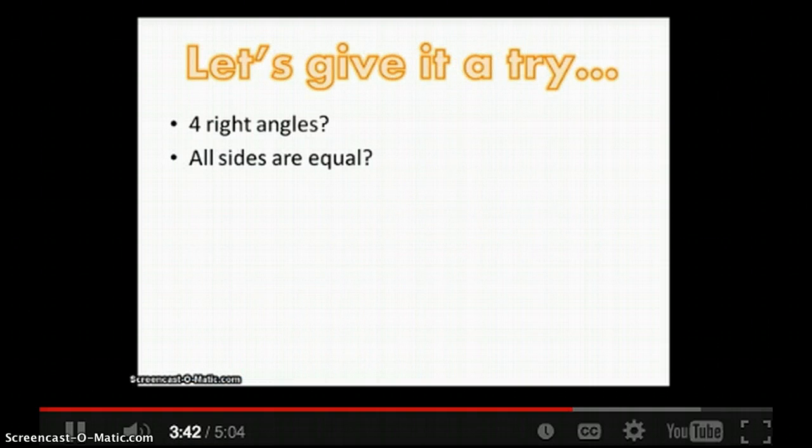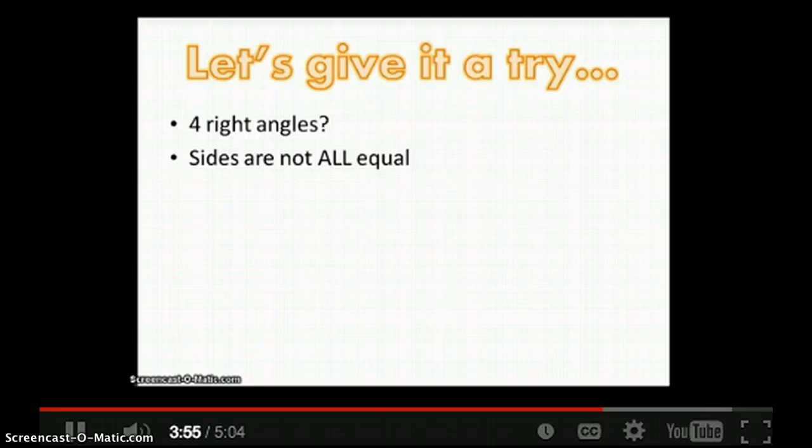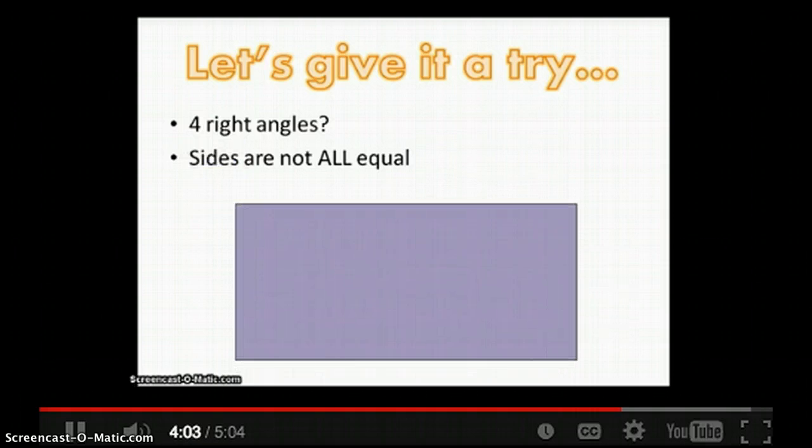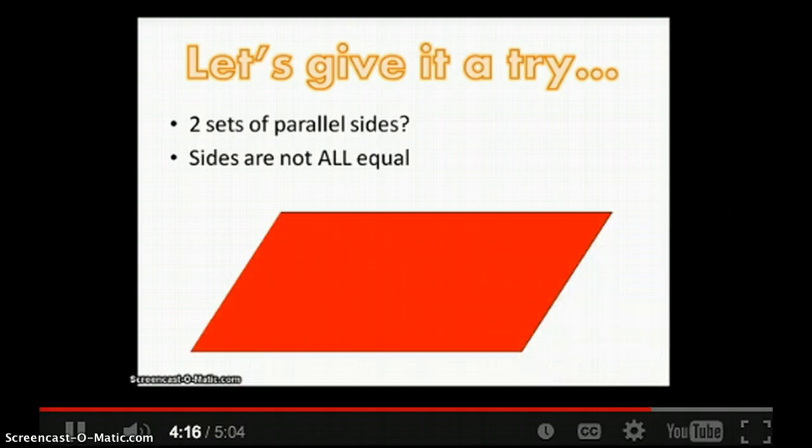So let's go ahead and give this a try now. What polygon that is a quadrilateral has four right angles and all the sides are equal? That's right, it's a square. Alright, so what if it has four right angles, but the sides are not all equal? And that would be a rectangle. Okay, so two sets of parallel sides, and the sides are all equal, but they're not all right angles. And that would be a parallelogram.